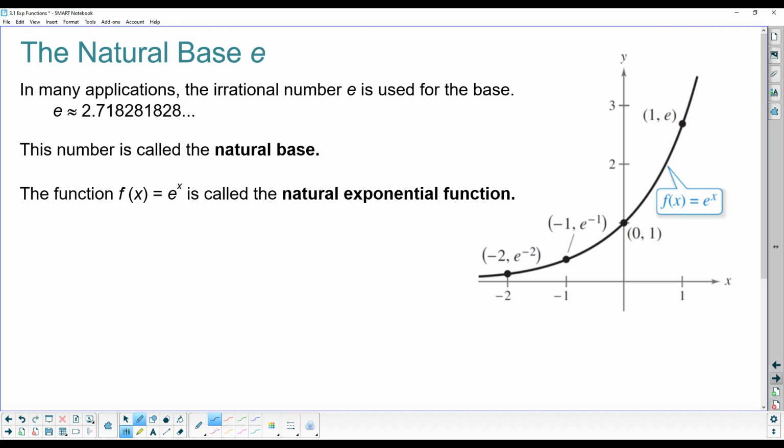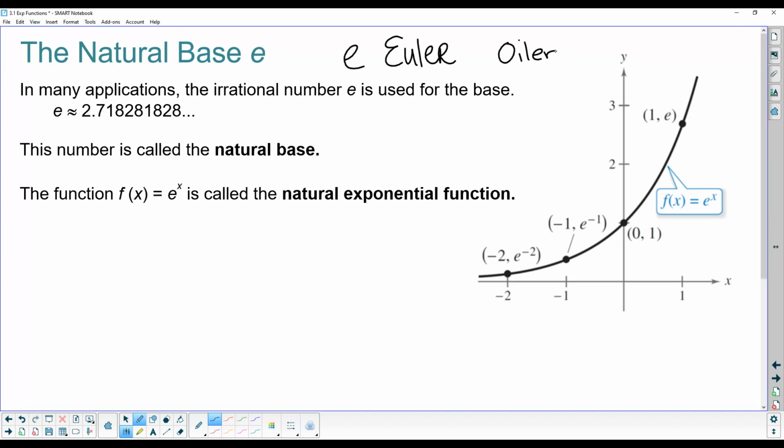Okay, there is a base that comes up a lot in math and science. It's the base e. E is named after Euler. E is a number that's like pi. It's irrational. It's transcendental. You can't write it as a fraction.